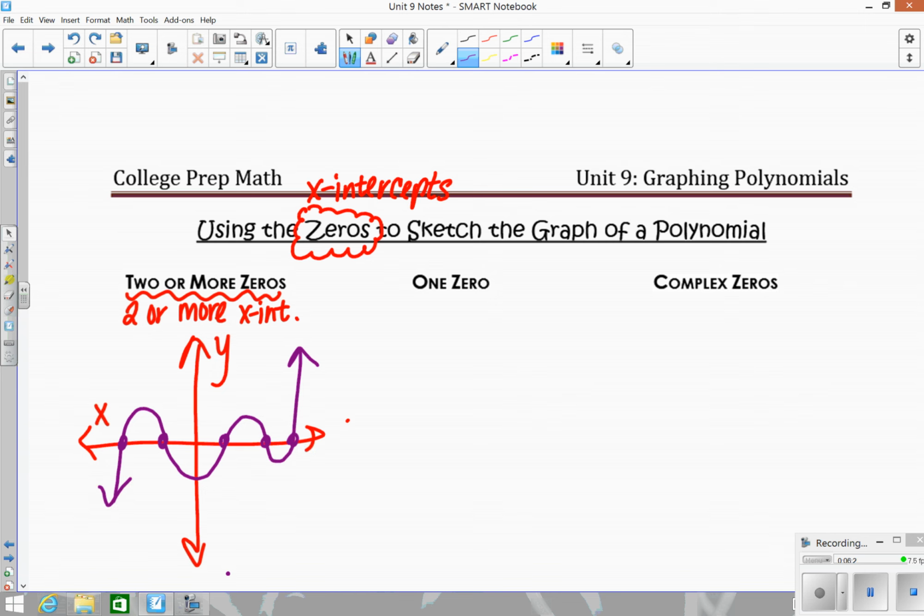where my graph we know has to be now an odd degree, and I know that it has to have a positive leading coefficient based on the leading coefficient test. So the zeros really do tell you a lot about your polynomial function. And also remember from Unit 8, when we talked about finding the zeros of a polynomial, we know that the number of zeros is equal to the degree of the polynomial.